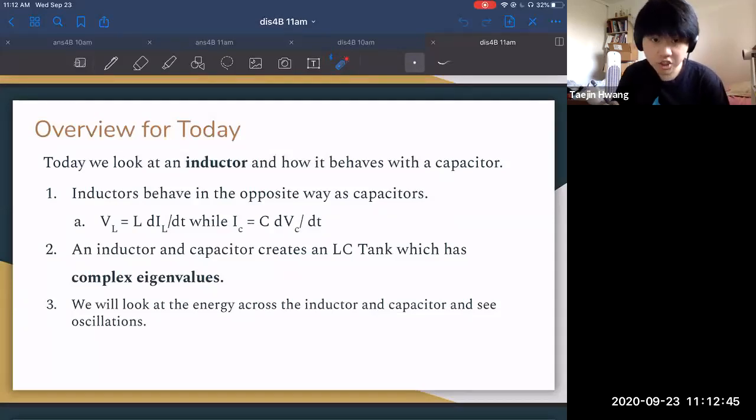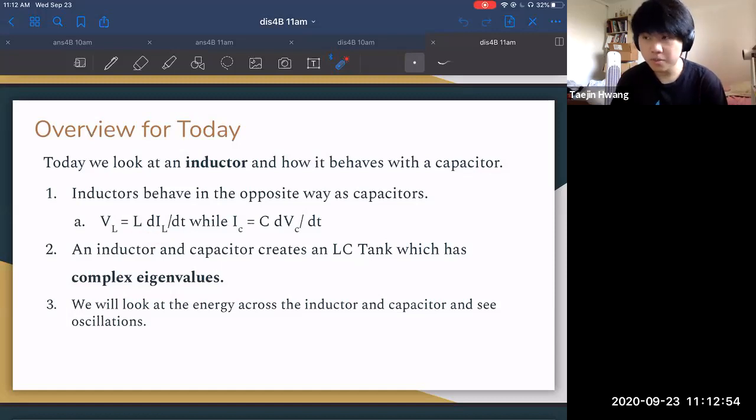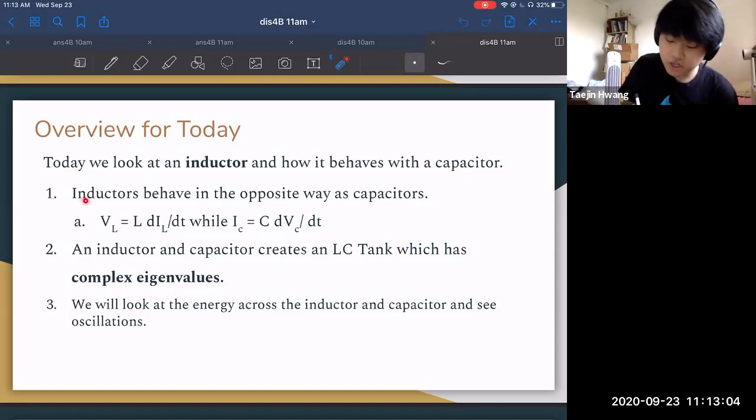You might have seen in lecture, or you might know, that the voltage across an inductor, V_L, is equal to L di/dt. Whereas for a capacitor, remember that I_C, the current across a capacitor, is equal to C dV/dt. So really the two devices, the inductor and the capacitor, behave opposite to each other. In other words, the roles of V and I here are switched.